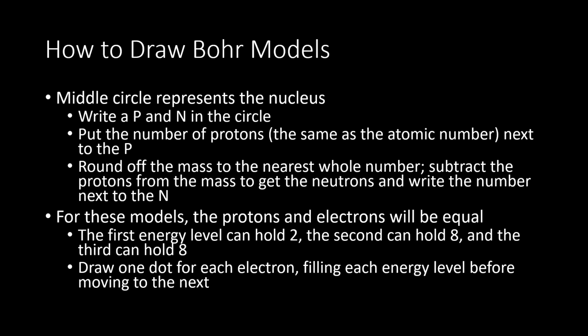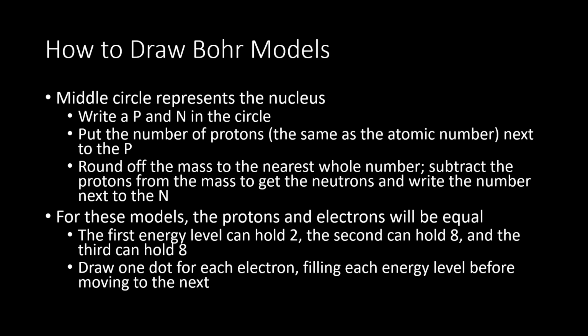When we are doing our models, we're only going to be looking at the first 18 elements, so we don't need to go beyond 3 energy levels. Each energy level has a maximum capacity, or a maximum number of electrons that it can hold. The first energy level can hold up to 2 electrons, the second energy level can hold up to 8 electrons, and the third can hold up to 18, but since we're sticking with the first 18 elements, we'll never need it to hold more than 8. So we use a P for protons and N for neutrons, and we use a dot for the electrons. We have to make sure that we fill up each energy level before moving out to the next one.